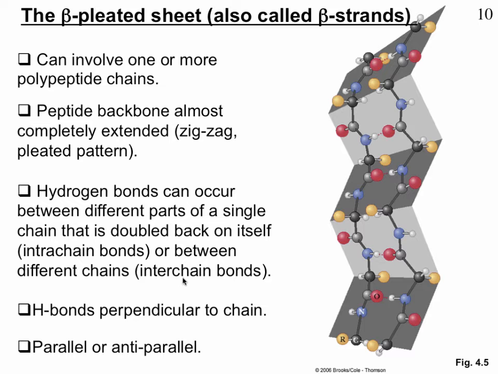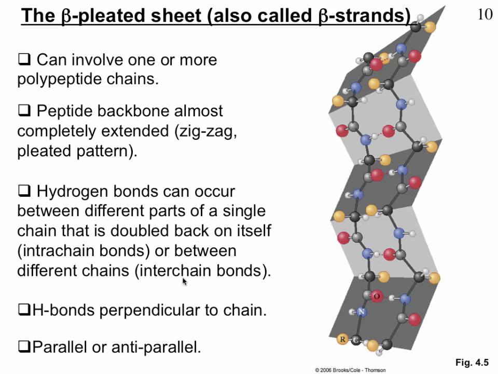And so the peptide backbone is almost completely extended, and it has this zigzag or pleated pattern. It's kind of like when you have those paper fans, and you open it up. That's what a beta sheet looks like. The hydrogen bonds then occur between different parts of a single chain that is doubled back on itself, so there can be interchain bonds, or between different chains. So these are interchain bonds.